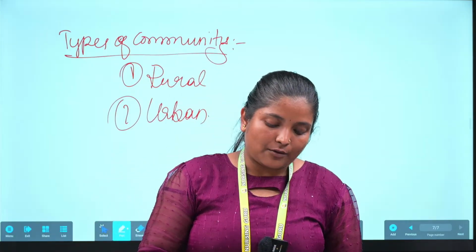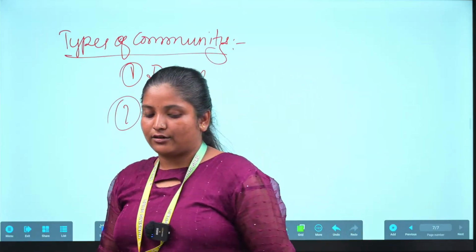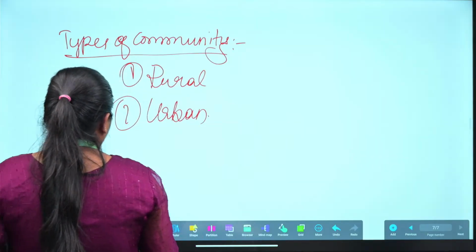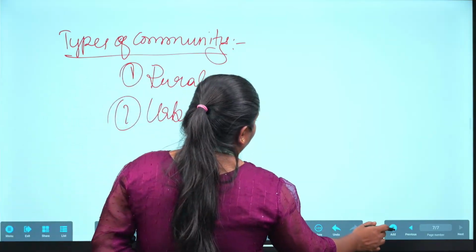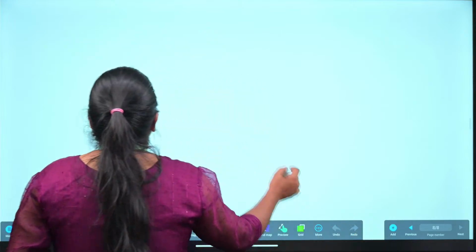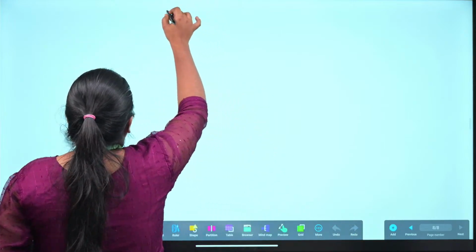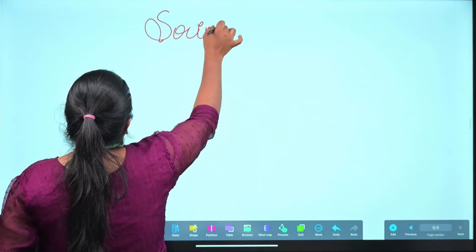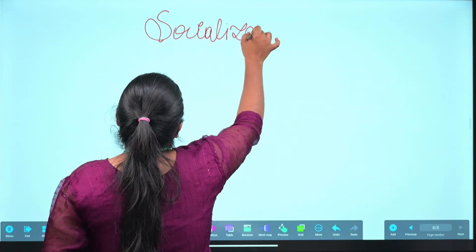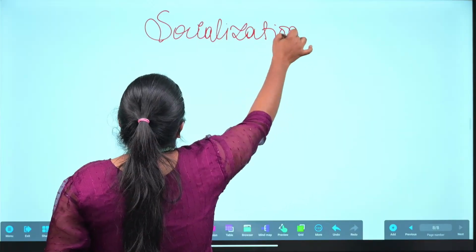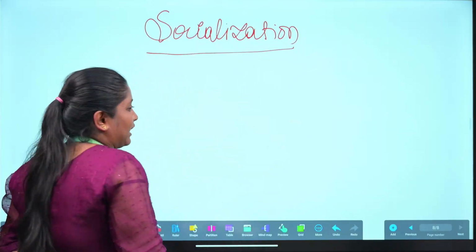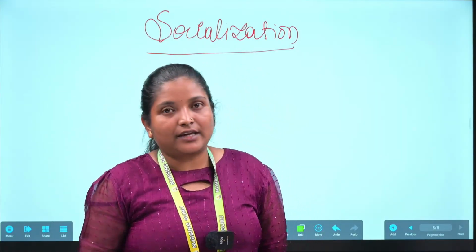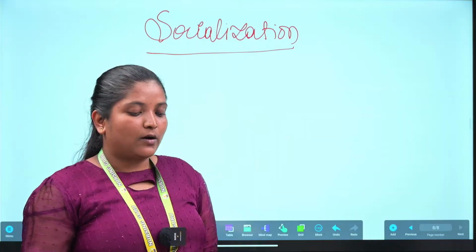The next topic is socialization. In Kannada we can say samajikarana. It is an organized process of improving the things better. So that is what socialization is.